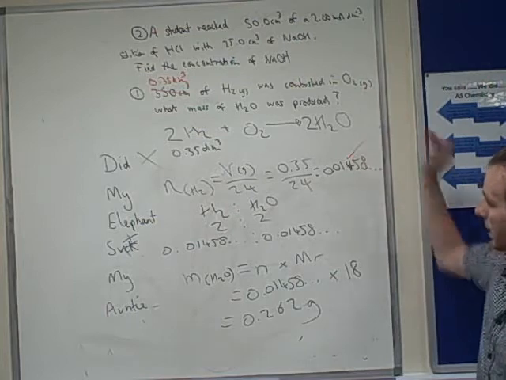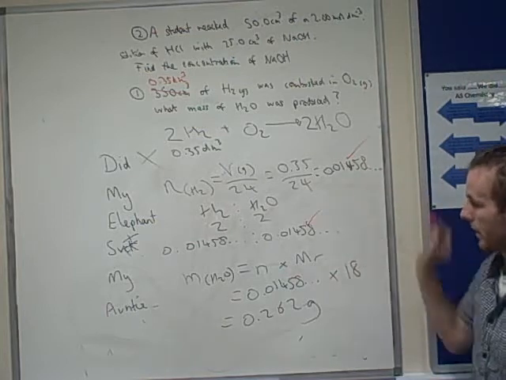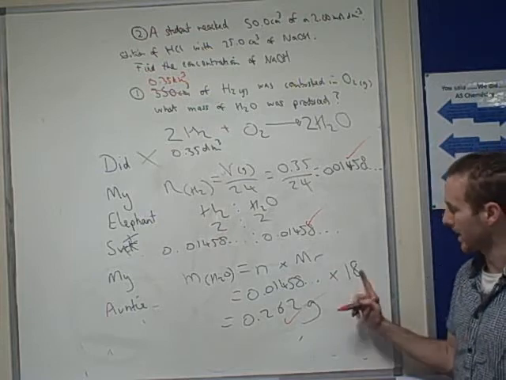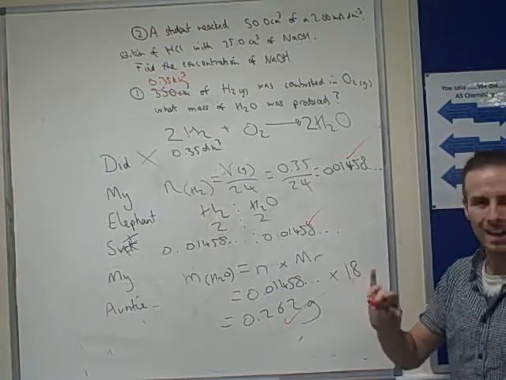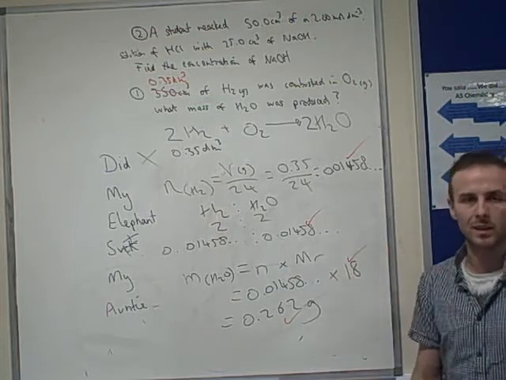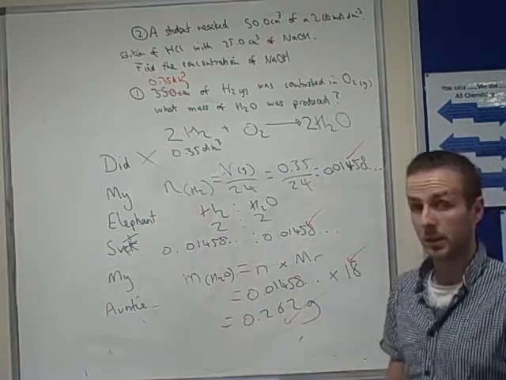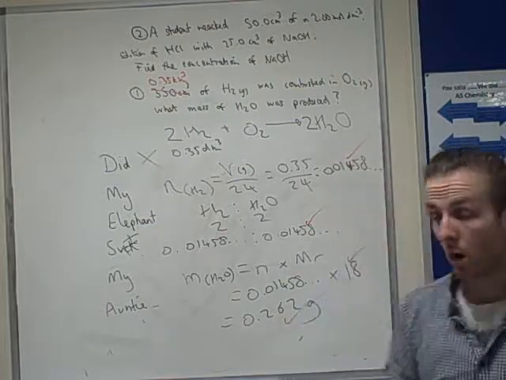We'd get 1 mark for getting here, 1 mark for getting there, and 1 mark for getting our final answer there. If you had to calculate the MR yourself, occasionally you'll get a 4th mark for calculating the MR, but probably not for water because it's a bit too simple. Okay, guys? So that's how we would do moles.